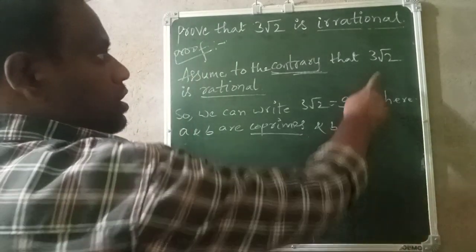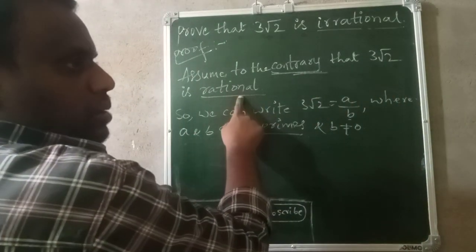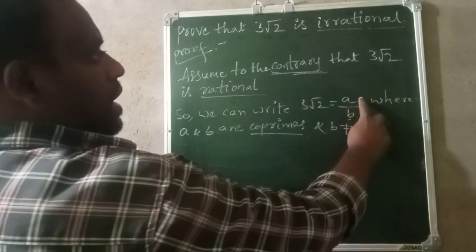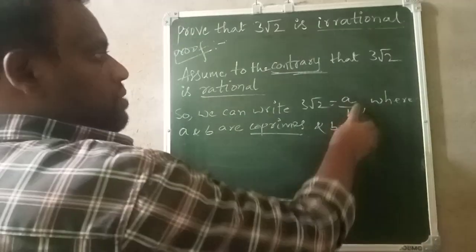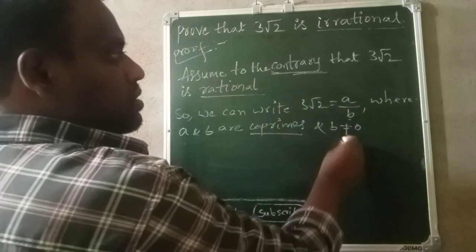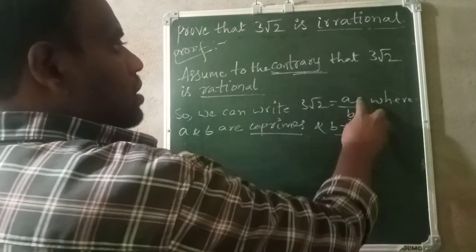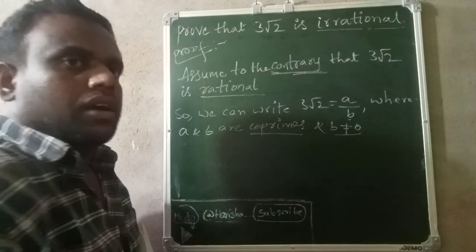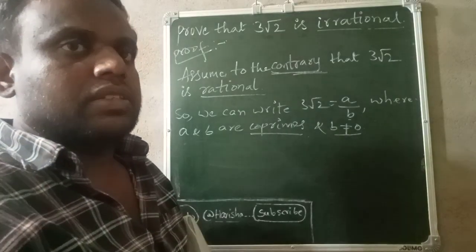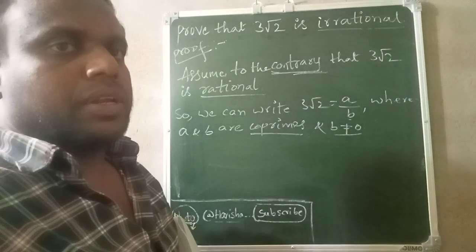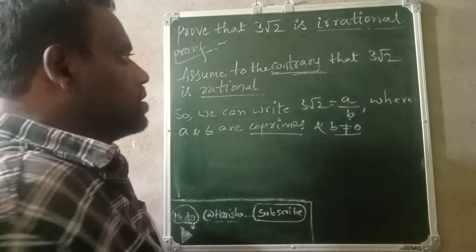Since we are assuming 3 root 2 as a rational number, we can write like this. Because a rational number can be written in a by b form, where b is not equal to 0, and this a and b are co-primes. So any rational number can be written like this.